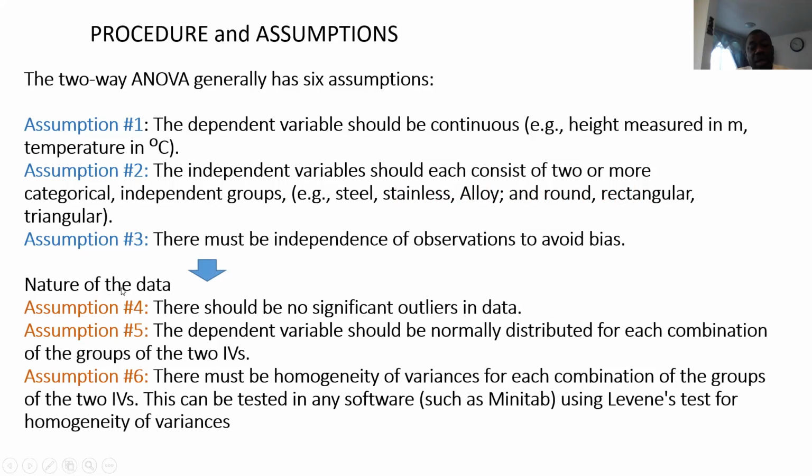The second set of assumptions is related to the nature of the data. And here, we need to ensure, for example, that we don't have outliers in the data. And the fifth assumption, the dependent variable should be normally distributed for each combination of the groups of the 2 independent variables. And the last assumption will be there must be homogeneity of variance. And that can be verified using some, let's say, statistical software. For example, the homogeneity of variance test can let you understand very quickly whether the data follows the homogeneity of variance.